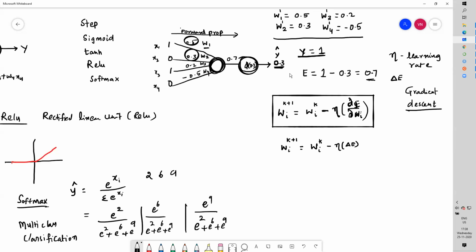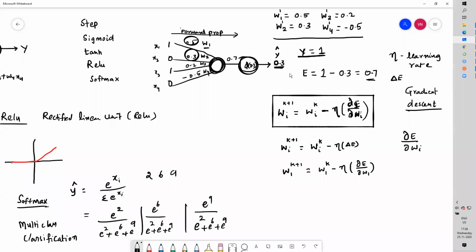Okay, so far so good. But we want to find out the gradient value. The gradient value is dou E by dou Wi, the gradient of error with respect to the weight i. So for example, if I want to update W1 for k plus 1, then I need to know the W1 value for the kth iteration minus eta times the gradient of the error with respect to W1. So this is the equation.